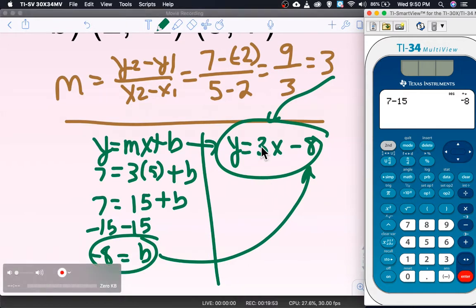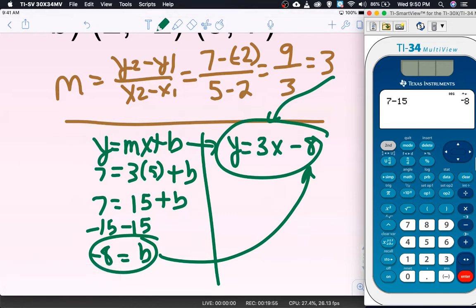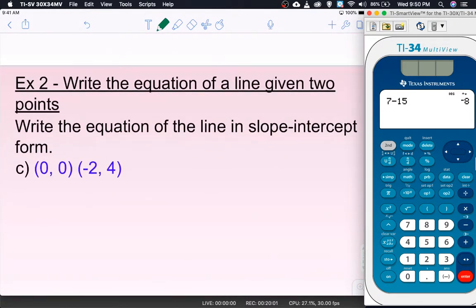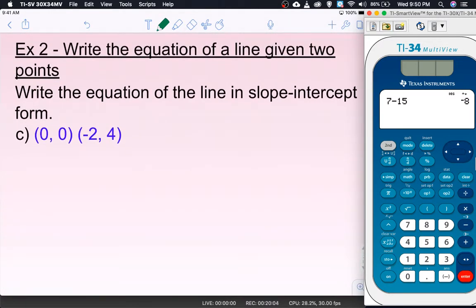So, slope-intercept form. All right. 2 for me, 1 for you. Let's go ahead and pause the video and try this on your own. When you are ready to continue, hit play, and we will go through it together.